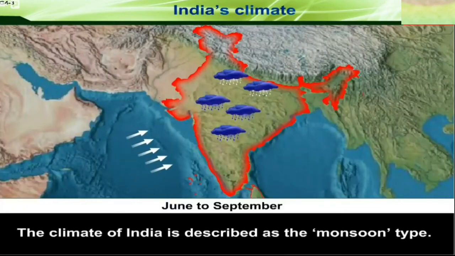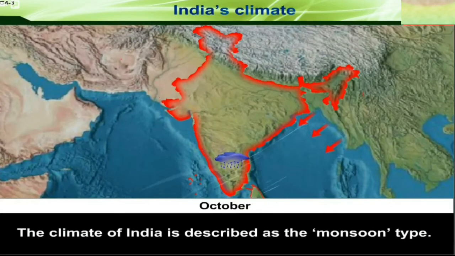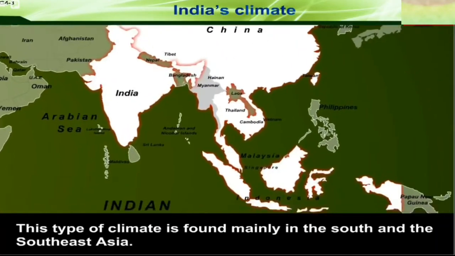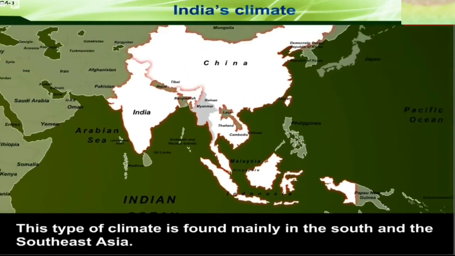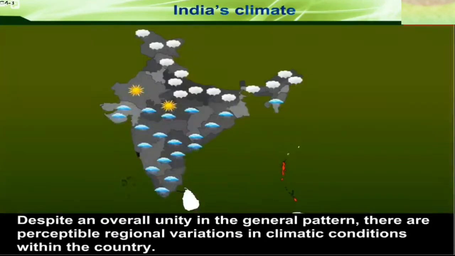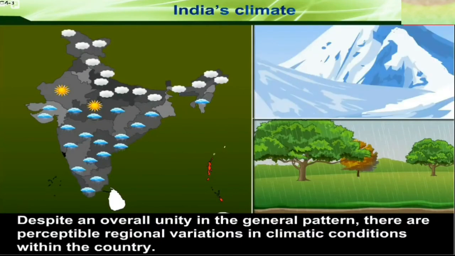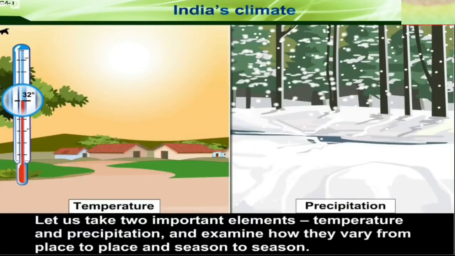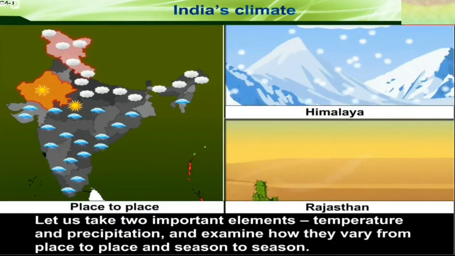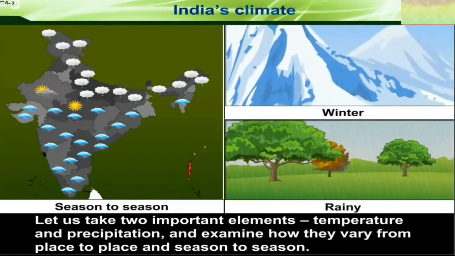India's climate. The climate of India is described as the monsoon type. This type of climate is found mainly in South and Southeast Asia. Despite an overall unity in the general pattern, there are perceptible regional variations in climatic conditions within the country. Let us take two important elements, temperature and precipitation, and examine how they vary from place to place and season to season.